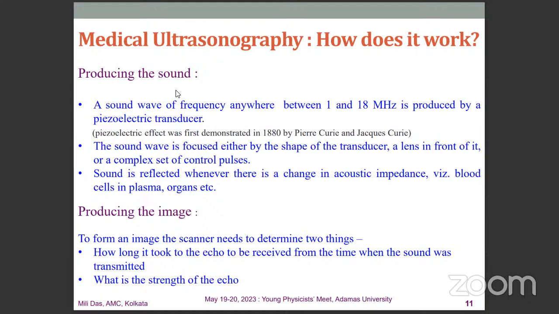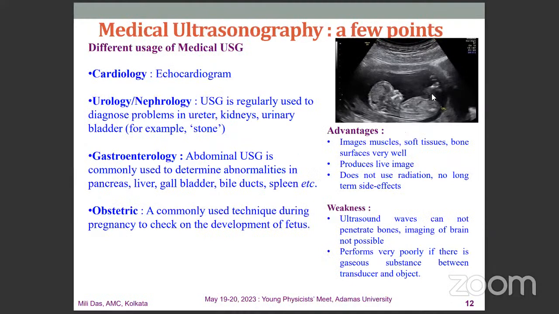Okay, okay. So how to produce it: the sound wave of this frequency is produced by a piezoelectric transducer. Piezoelectricity means something where an electrical pulse generator produces mechanical stress, and it converts to a sound wave, and the sound wave is reflected from the source where our primary interest is. Like we can monitor through USG the fetus, the growth of the fetus, and gallbladder, kidney stones, etc. And for these sound waves, we have to measure the strength of the echo and measure the time to receive the echo. From that, we can get an idea of these things.